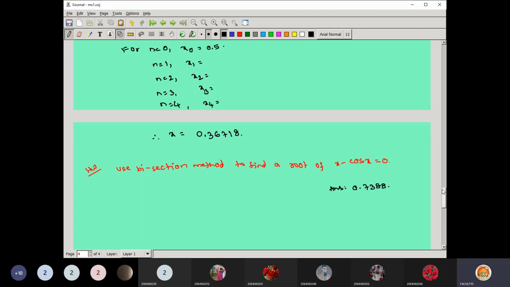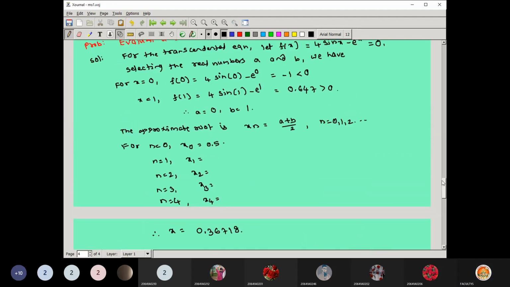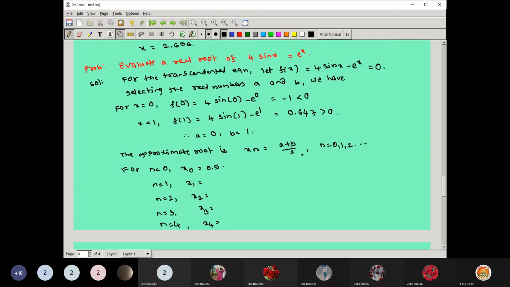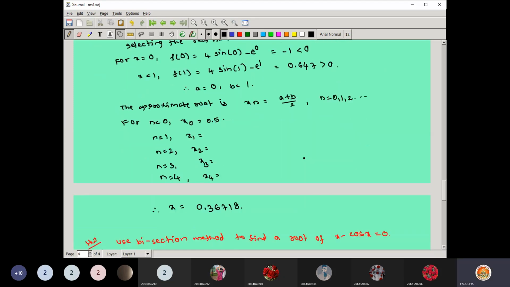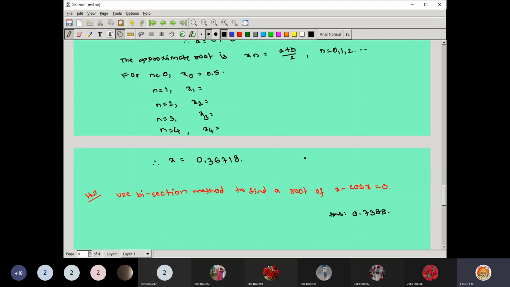So have we got the approximate roots? Final approximate root, approximately I have given that as 0.36718. And here is one more homework problem by using the same method.